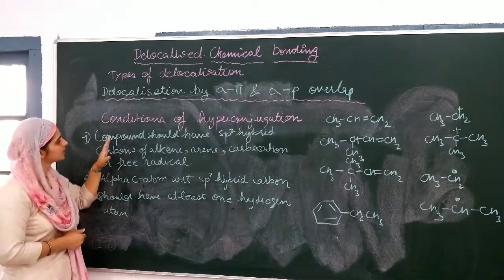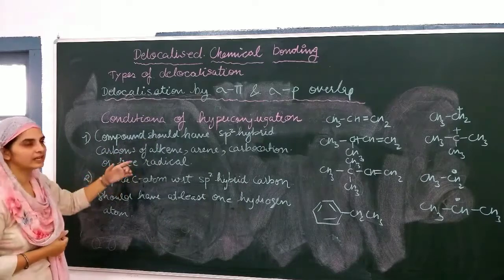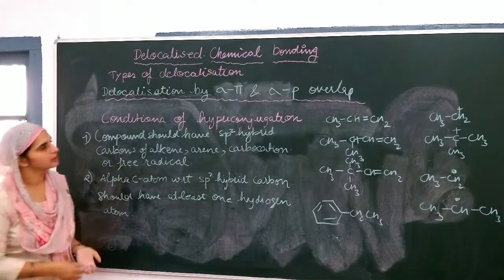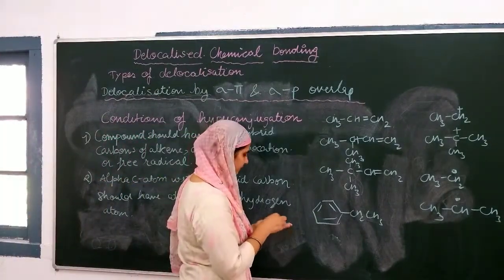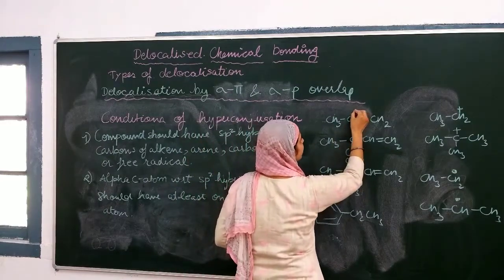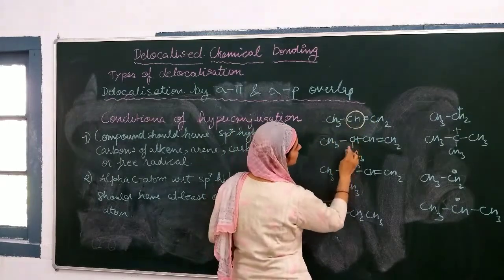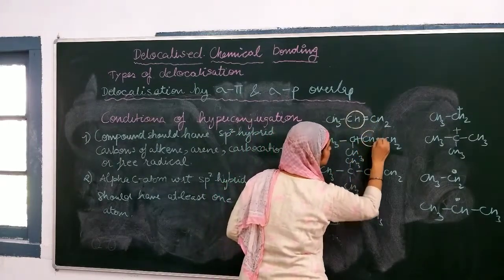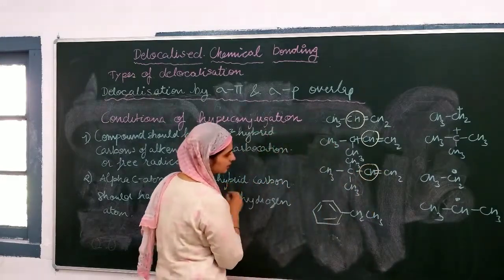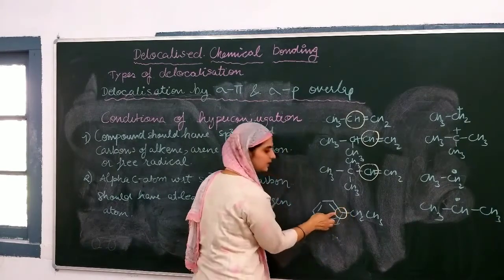The first condition is the compound should have sp2 hybrid carbons of alkene, arene, carbocation, or free radical. So we are taking these examples and we will find the sp2 hybridized carbon here. In this case, this one is the sp2 hybridized carbon of alkene. This one is sp2 of alkene. This is also sp2 of alkene. This is the sp2 of arene system.